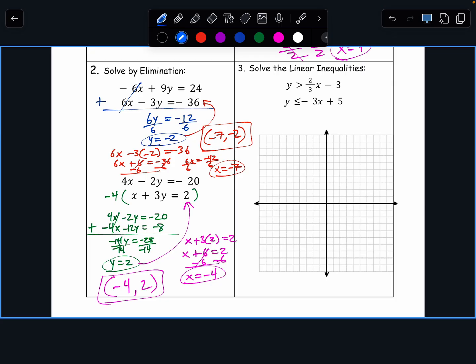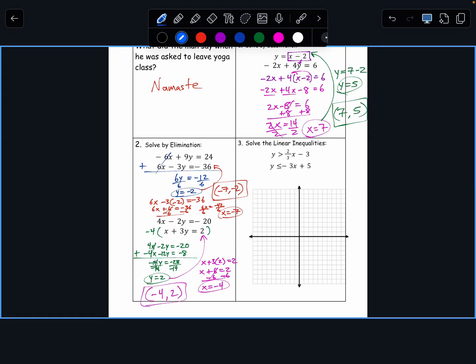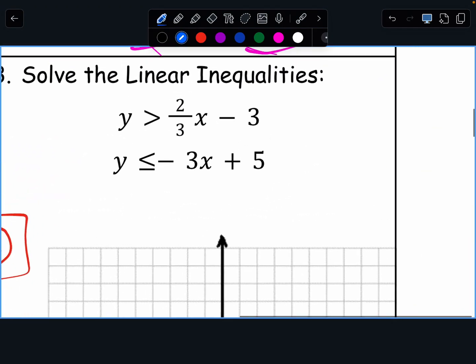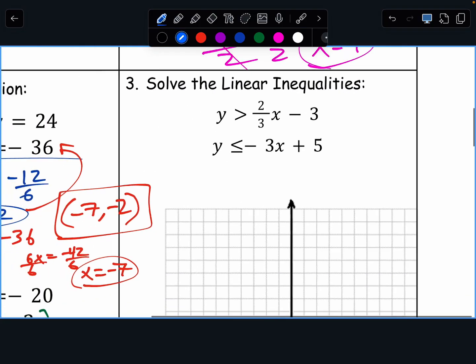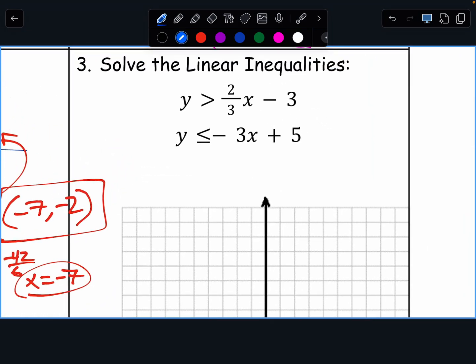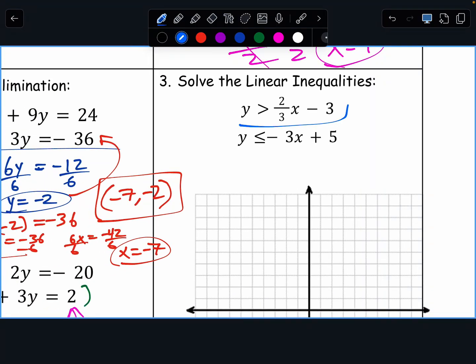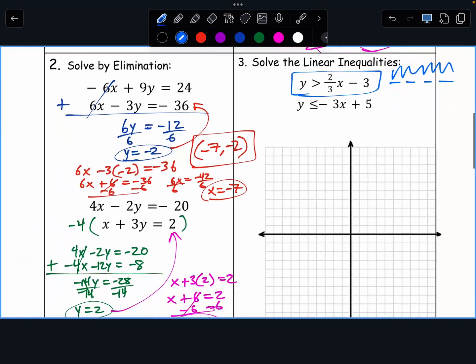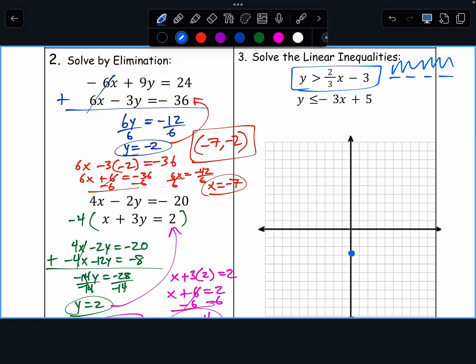So that's elimination and substitution, and now the last one is solving linear inequalities. When you look at these two, on your computer it's going to be a little different, but it's the same concept. For the first one, I've got to remember this is a dotted line because there's no underline, and it's shading above because it's greater than. So that's a y-intercept of negative 3, and then my slope is going up 2 over 3, up 2 over 3 again, as long as you want, but on your computer, you're really only going to have to click twice.